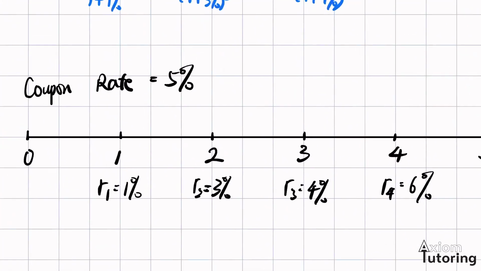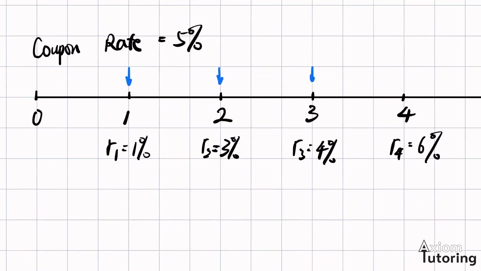So again, we need to know each of these cash flows. Let's do it one by one. Since the coupon rate is 5%, I'm getting 50 here. So 50 divided by 1 plus 1%, plus 50 divided by 1 plus 3% to the power of 2.